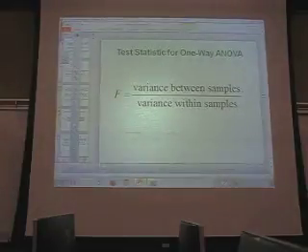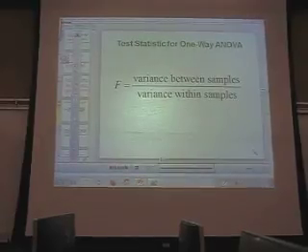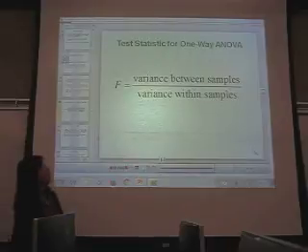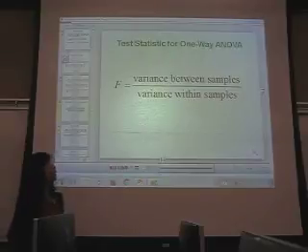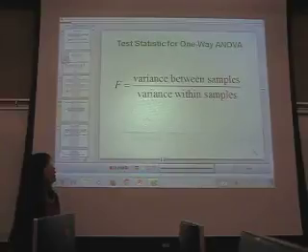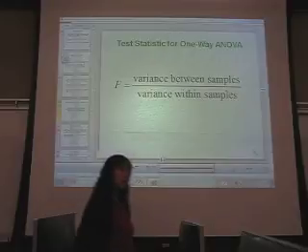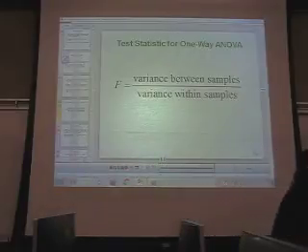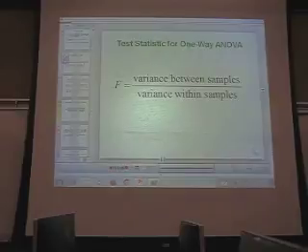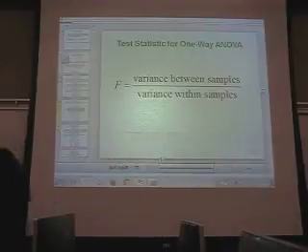Here's the test statistic for a one-way ANOVA. F is equal to the variance between samples, which I might also call the between group variance, divided by the variance within samples, which I may also call the within group variance. I will give you those things along with other nonsensical stuff like alpha and n, just to throw you off, and I'll ask you to compute the F from there. Two things divided by each other.